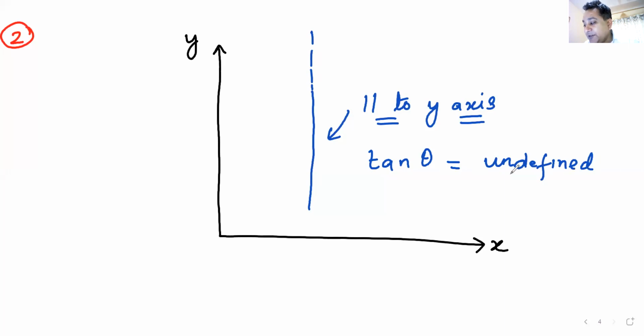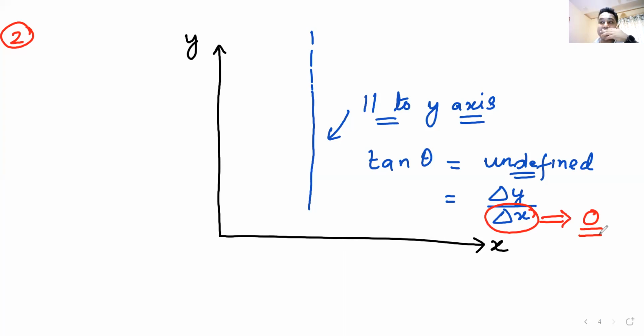Why is it undefined? Because tan theta was always delta y by delta x for a straight line. And as you can see very clearly over here, there is no change in the value of x. Something divided by 0 is not infinity. Something divided by 0 is undefined. We cannot define it. If it is not 0, if it is a very small number, then it is infinity.